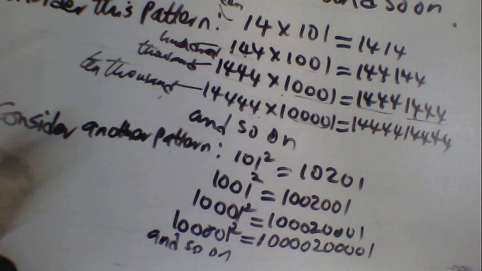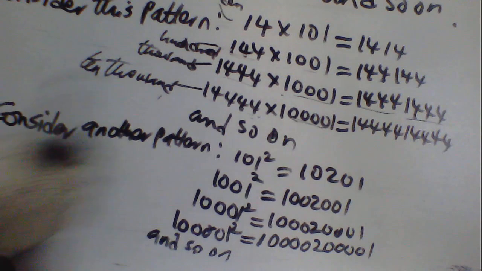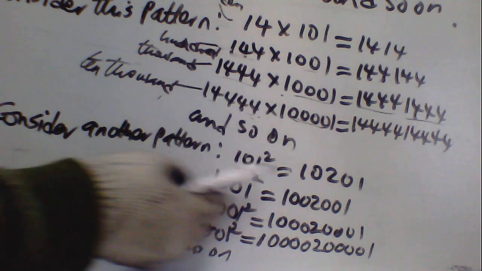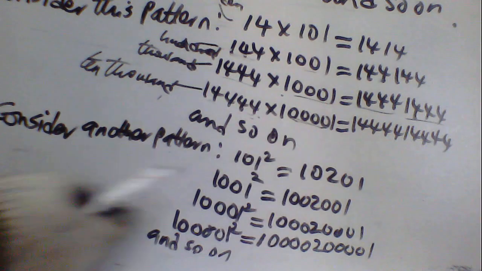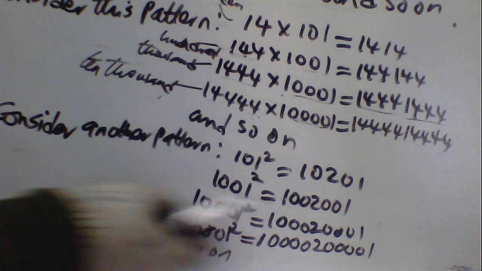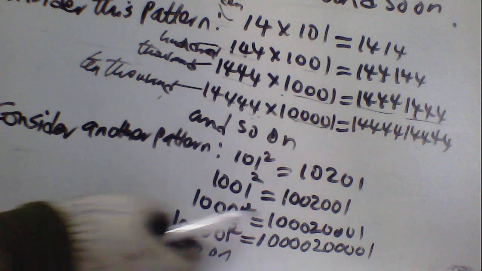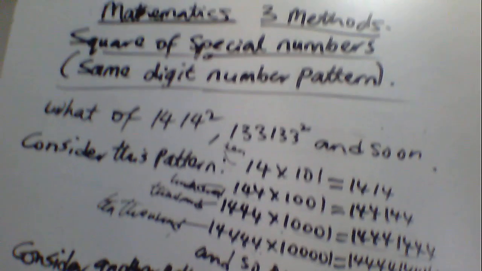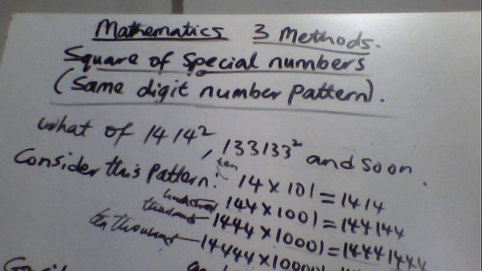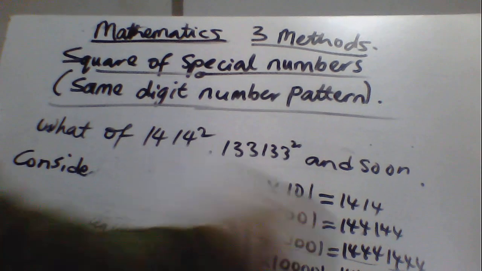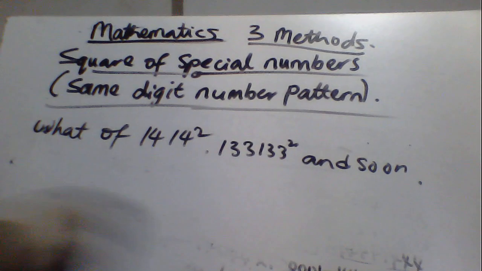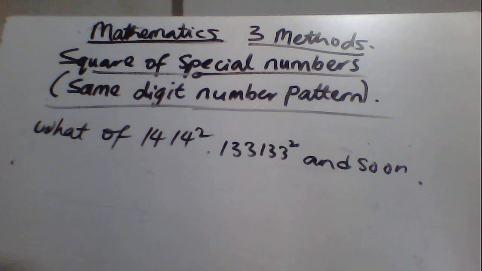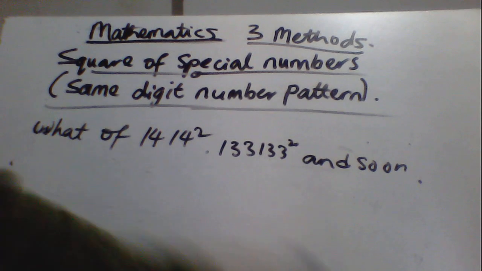And once I notice that pattern, I also have to notice another pattern in the squares. The first square, 101, starts from 10, 20, repeat 1. 1001 has 20, 200, repeat 1. 1001, 1000, 2001, and so on. With these two findings, we can continue to find the square of numbers that have the same pattern, whether it is less than 10 or greater than 10. So let's use it to solve this problem. Any questions?